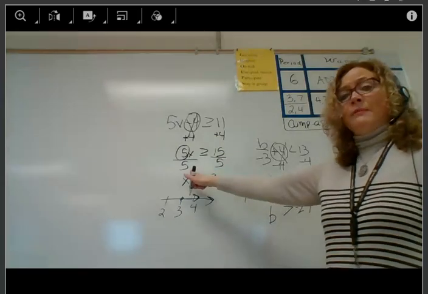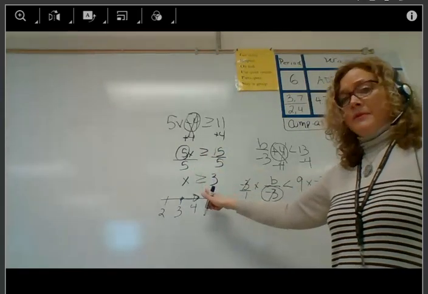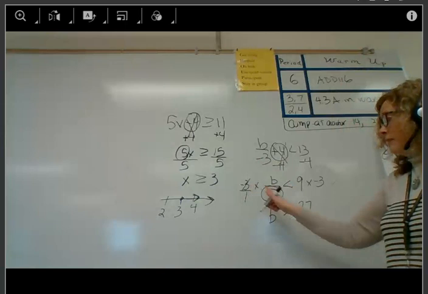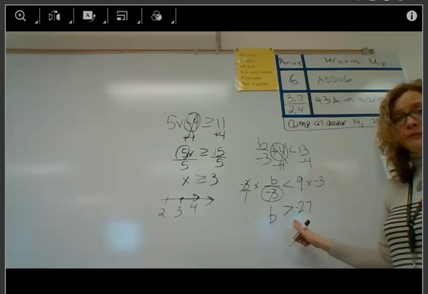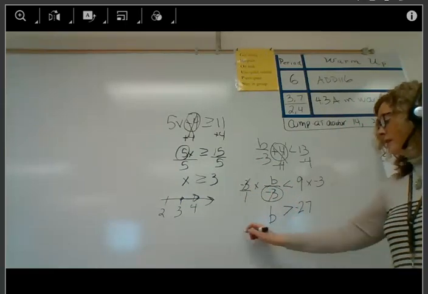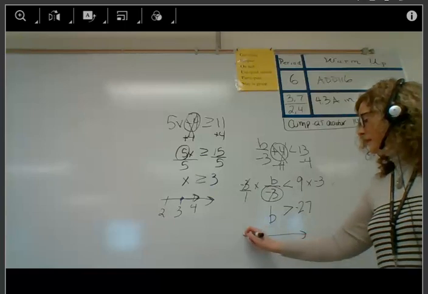So it's because I'm multiplying by the negative 3. Over here, I divided by 5. My sign did not flip. Here, I multiplied by negative 3. My sign does flip. So keep everything in order.